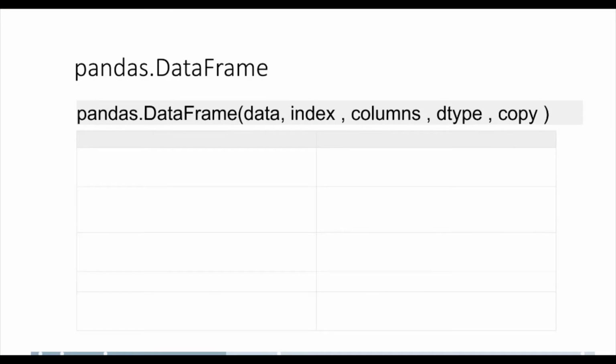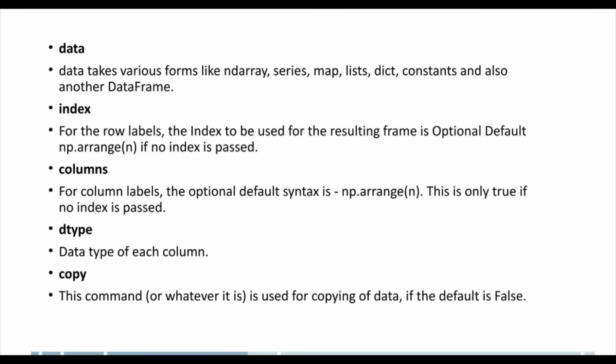So in Python, we will be using data frame as pandas.DataFrame, and in the arguments we will be passing data, index, columns, dtype and copy. Don't worry, we will see each of the respective arguments in the next slide. This is the general format of a data frame and what arguments it takes. Now, let's look at the respective arguments.